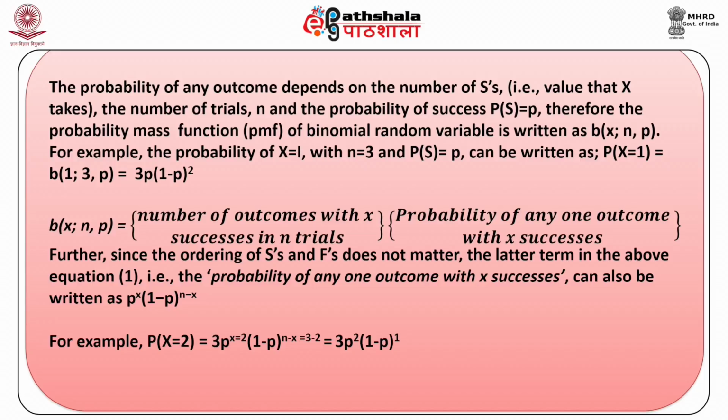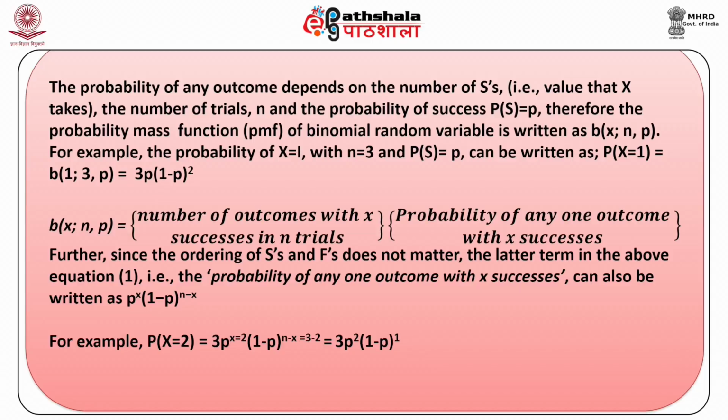Further, since the ordering of S and F doesn't matter, which means of success and failure doesn't matter, as you have seen in our example, the second term, which is the latter term in the above equation 1, which means the probability of any one outcome with x successes, can also be written as P raised to the power x times (1 minus P) raised to the power n minus x. For example, probability of x equal to 2 is equal to 3 times P raised to the power x equal to 2 times (1 minus P) raised to the power n minus x, which is 3 minus 2 in our current example.